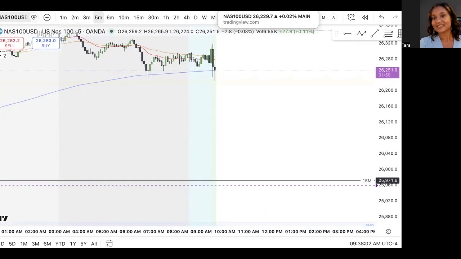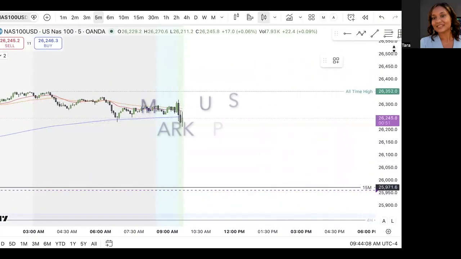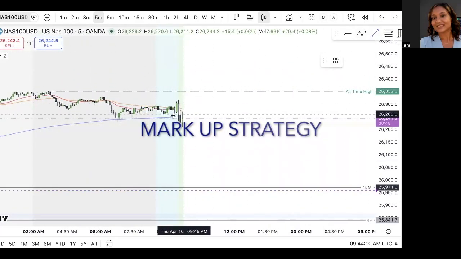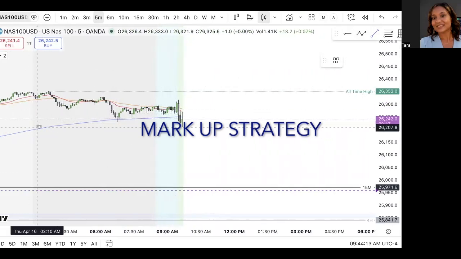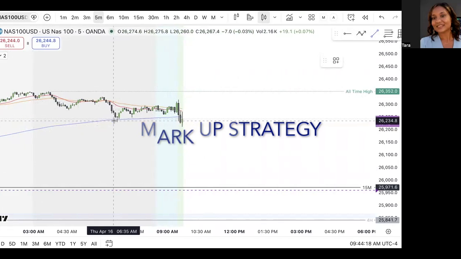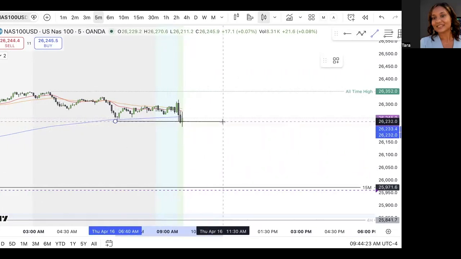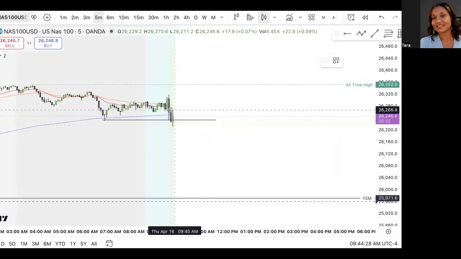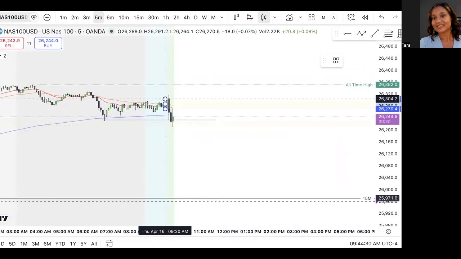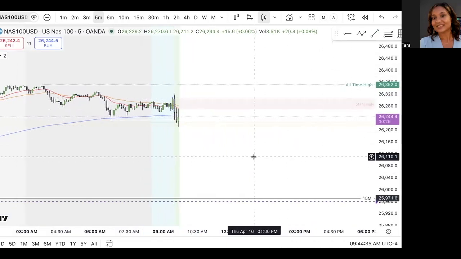Okay, so as we're watching and waiting, we notice that price is starting to break a level. All right, so we'll go ahead and get our tool so that we can mark the level. We'll go ahead and mark our 5-minute supply while price is coming back, we hope.